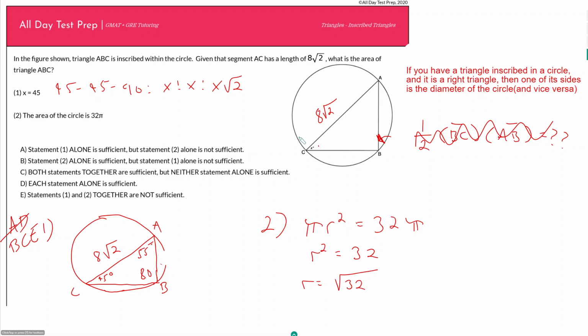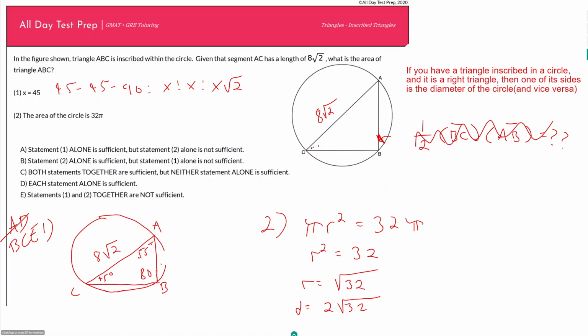So what can we do from this? Well, if we can find the radius, we should be able to find the diameter, because the diameter is just twice the radius. So you can sort of see where this is going. If I can figure out that my diameter is equal to 8 rad 2, well, remember, this rule here works in reverse. So this would actually be telling me that I have a right triangle.